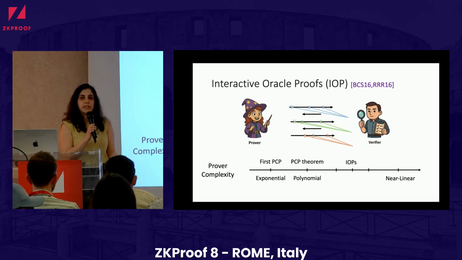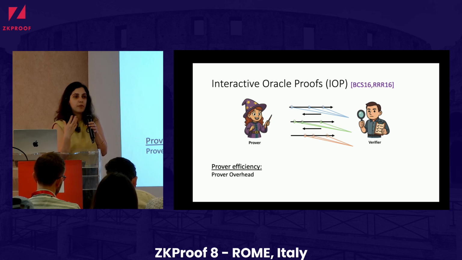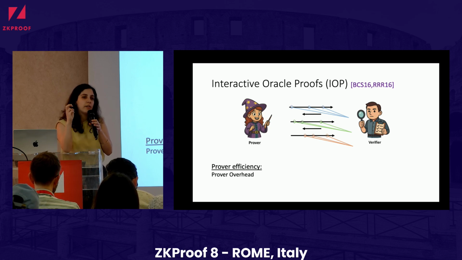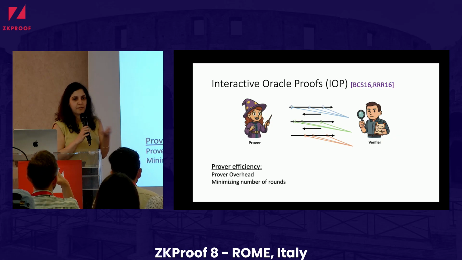And now at this point, the distinction between linear and near linear IOPs already depends highly on the exact model we're working with and what exactly we are counting when we say linear. So in this talk, we're going to focus on prover efficiency, specifically the prover overhead between computing and proving, in the most strict model of when we say linear versus nonlinear. And we'll talk about minimizing the number of rounds, which can have a lot of practical implications.